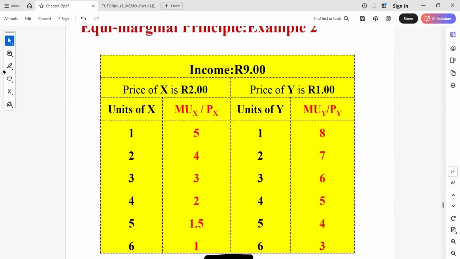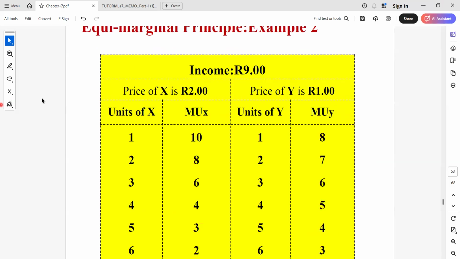So let me just go to this one. We say we're going to consume 4 units of good X and 5 units of good Y. So to calculate your total utility, you're going to add all of this until you get here, then you're going to add all of this until you get here, and add them together. So you're going to say 10 plus 8 plus 6 plus 4, you get 28 this side. And then 8 plus 7 plus 6 plus 5 plus 4. This will give you 58 if you add it together.